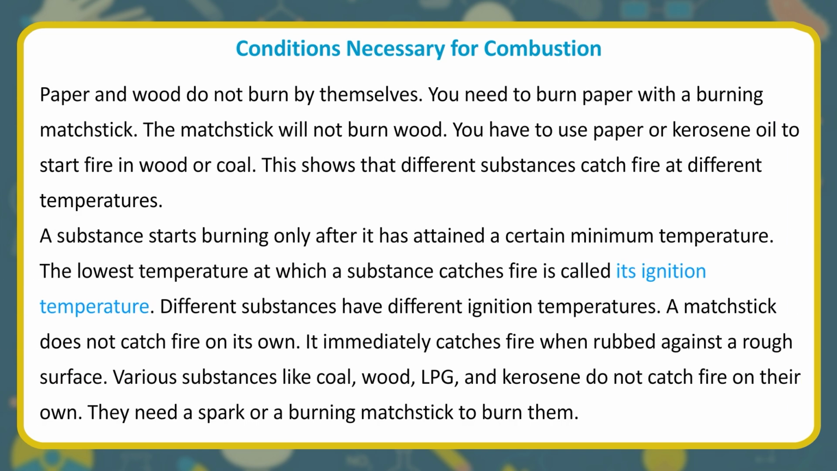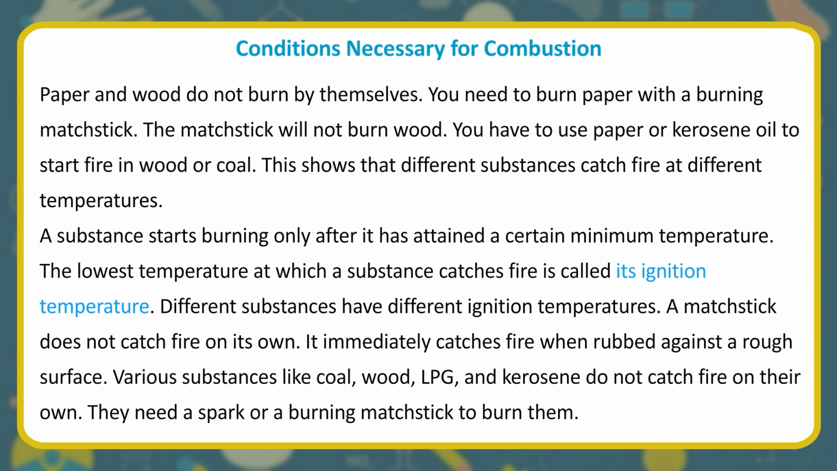Paper and wood do not burn by themselves. You need to burn paper with a burning matchstick. The matchstick will not burn wood. You have to use paper or kerosene oil to start fire in wood or coal. This shows that different substances catch fire at different temperatures. A substance starts burning only after it has attained a certain minimum temperature. The lowest temperature at which a substance catches fire is called its ignition temperature.